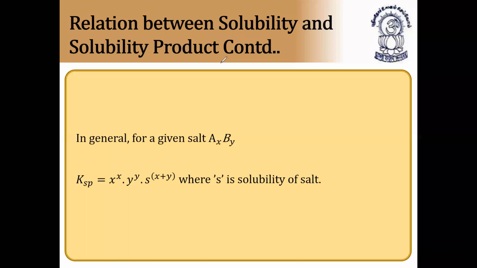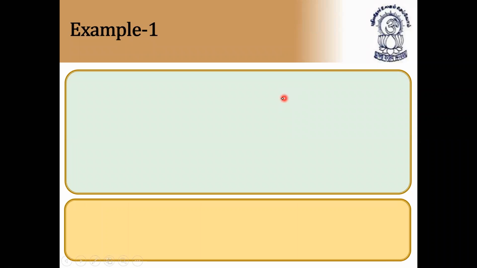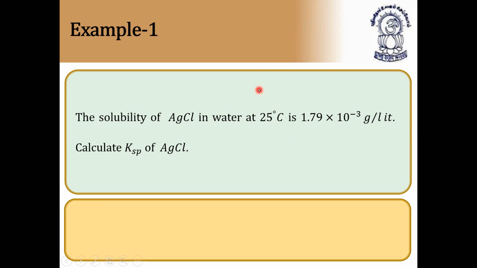Next, continuation. Now let us take some questions. Apart from this, we have one more topic to find solubility having common ions, that also we'll discuss. So the solubility of silver chloride in water at 25 degrees is given as S. This value of S is 1.7 into 10 to the power minus 3 grams per liter. Calculate KSP of AgCl. Straight away, since AgCl dissociates to form Ag plus and Cl minus, the solubility of Ag plus is S and Cl minus is also S.